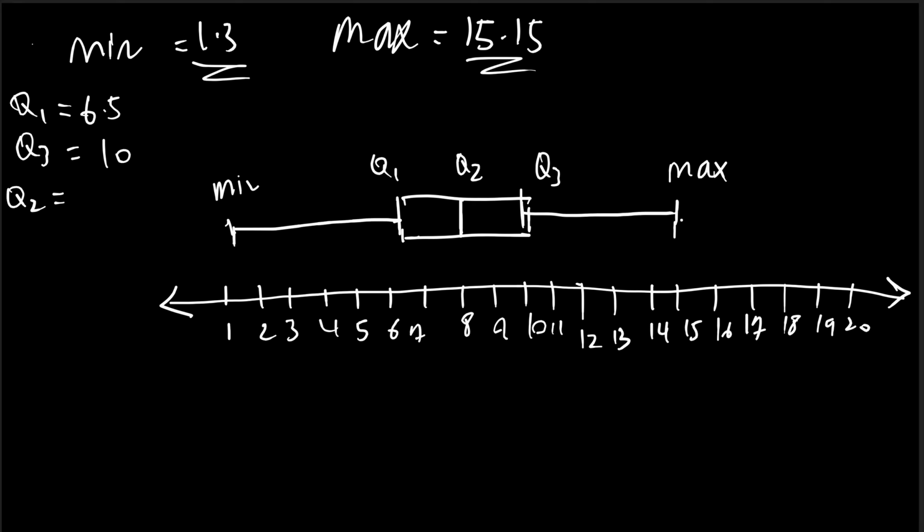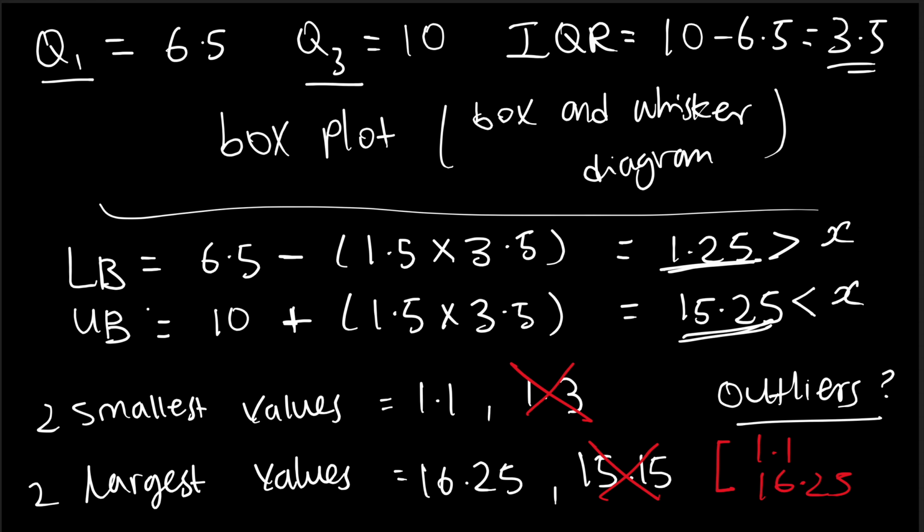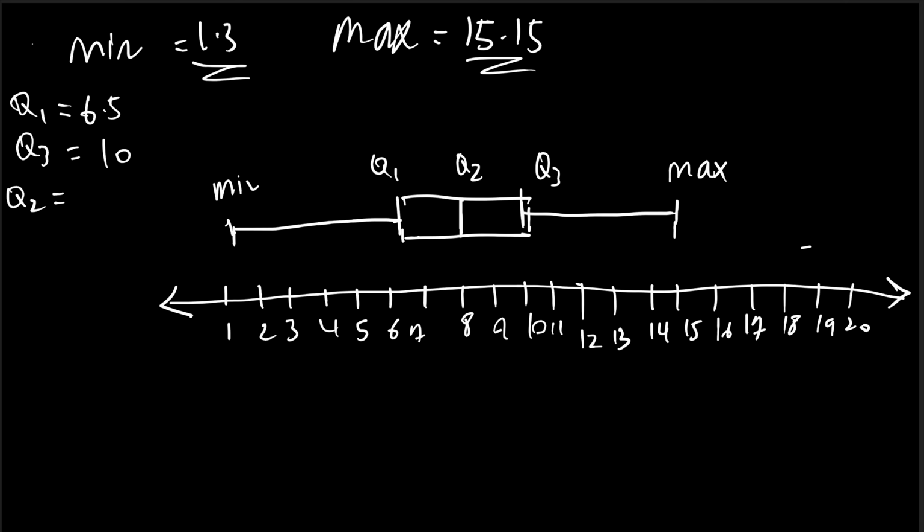Now how we show outliers in a box and whisker diagram is by using asterisks. So the outlier that we found before, found two outliers, right? 1.1 and 16.25. We go to 1.1 in our box and whisker diagram. And we can just simply plot that onto the diagram.